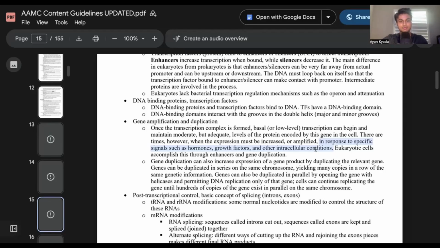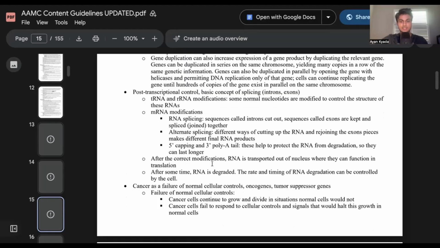So it's very simple. If you have more of a specific gene, there's more of a chance that you produce more protein products corresponding to that specific gene. So that essentially describes gene amplification and duplication. And we already talked extensively about this entire little section here. I want you to remember that post-transcriptional control only occurs in eukaryotes. Prokaryotes do not undergo post-transcriptional control because they have simultaneous transcription and translation.